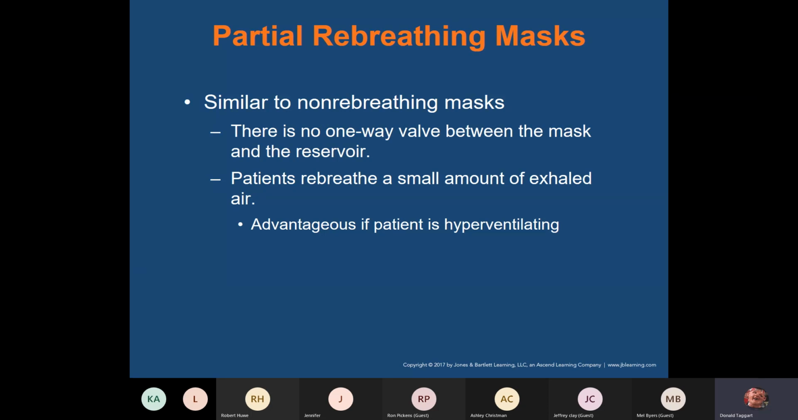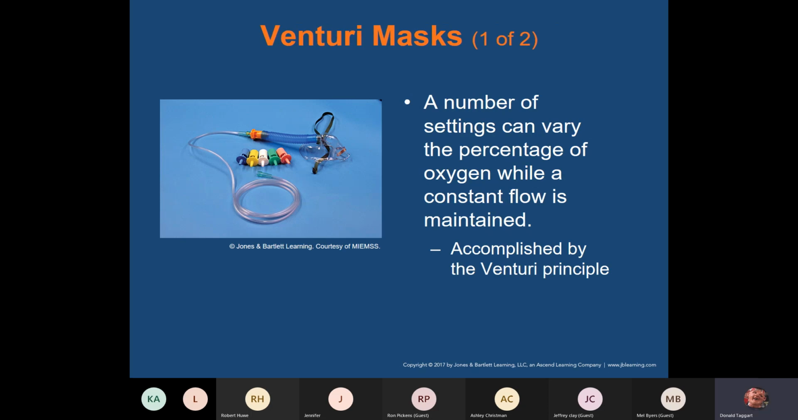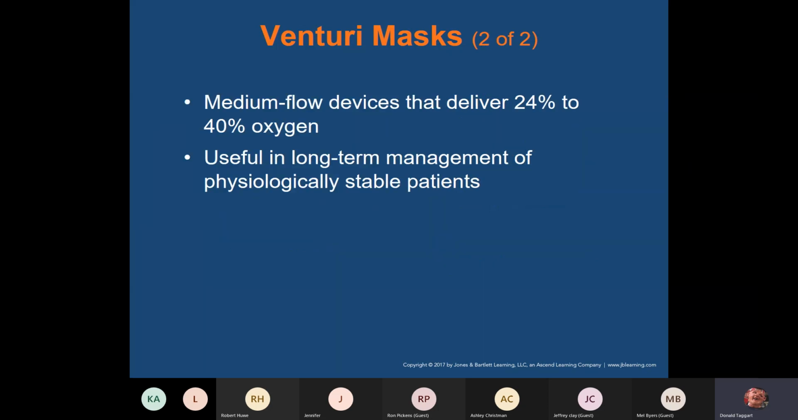Okay, partial rebreathing mask. You don't see a lot of these. It has a one-way valve between the mask and reservoir, but they will rebreathe a little bit of air. So here's a Venturi mask. Again, I haven't seen a lot of these, but based on whatever adapter you put in there, it's going to use the Venturi principle to help deliver some oxygen. Like I said, I haven't seen a lot of these on an ambulance anywhere, but you want to be familiar with them. They're a medium flow device, so they're kind of an in-betweener between a non-rebreather and a nasal cannula.